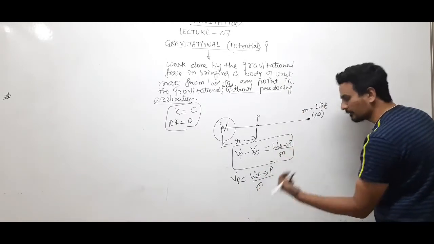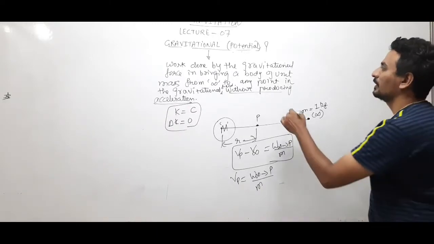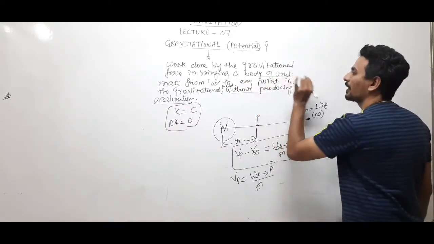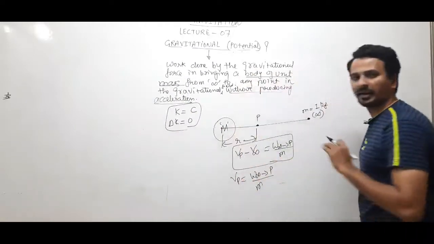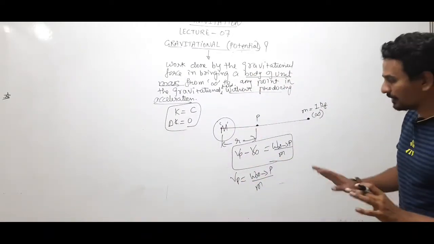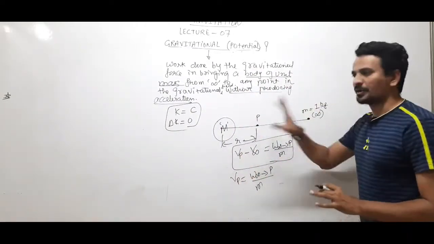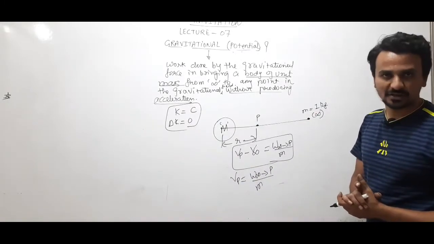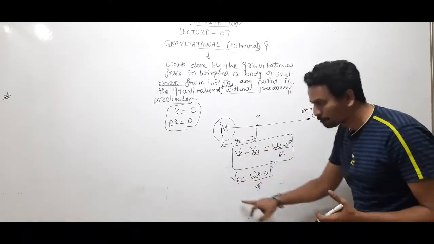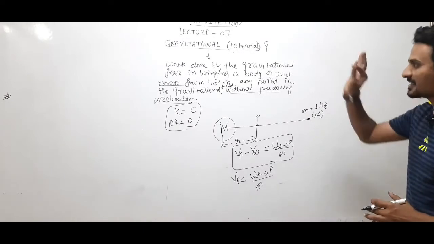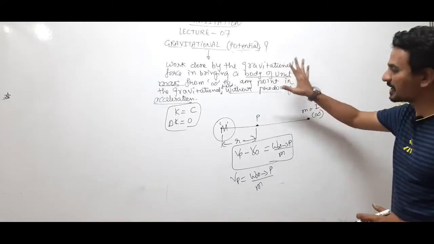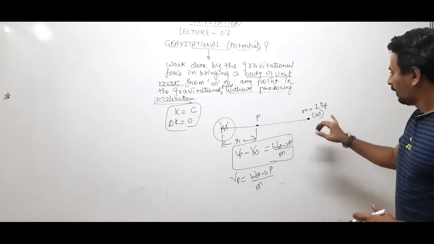mass M. Why upon mass M? Because it is saying that a body of unit mass, per kilogram, 1 kilogram. So this is a formula to calculate the potential. Of course, we will derive this formula, right? See, I have just explained the definition and accordingly I have written the formula.